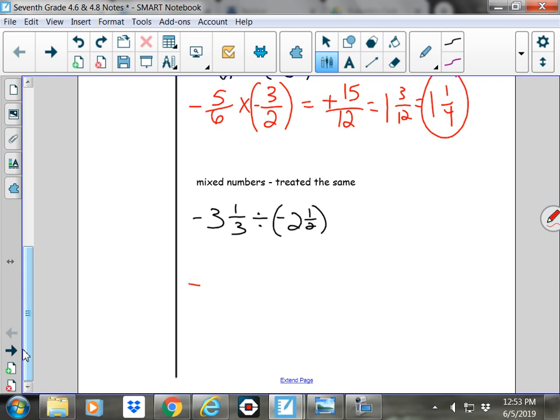3 times 3 is 9, plus 1 is 10, and there's a 3. We're going to keep the division sign the same until we get everything squared away. 2 times 2 is 4, plus 1 is 5. Keep that. Don't forget to bring the negative sign with it. People always do that. They'll just forget it and it changes the whole thing. So now we can multiply that by the reciprocal, or keep, change, and flip.